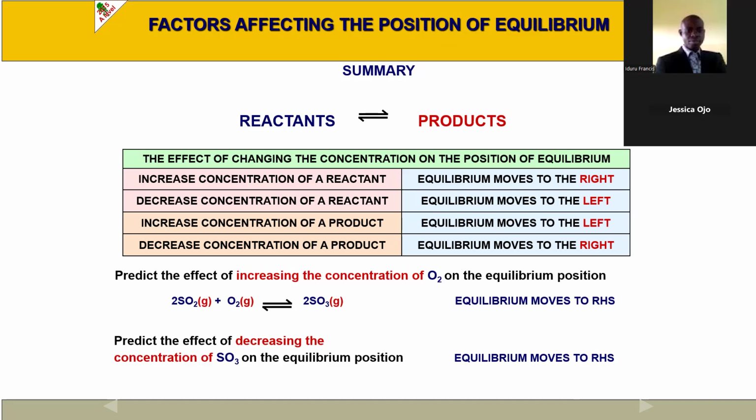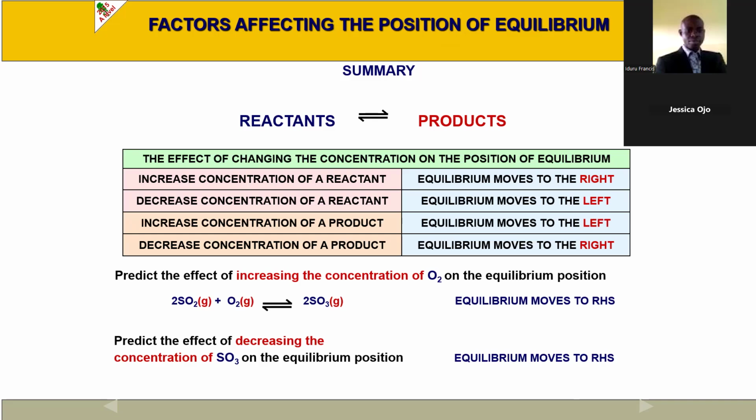Then, increase in concentration of the product. Of course, there are more products and there will be lesser reactant, so equilibrium moves to the left-hand side, very easy. Decrease in concentration of the product, we move to the right-hand side.